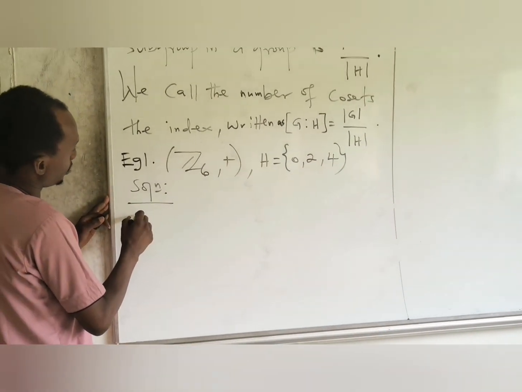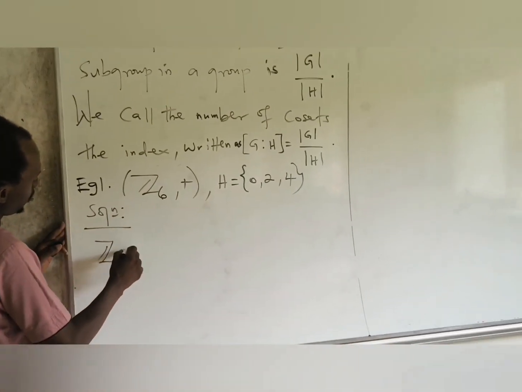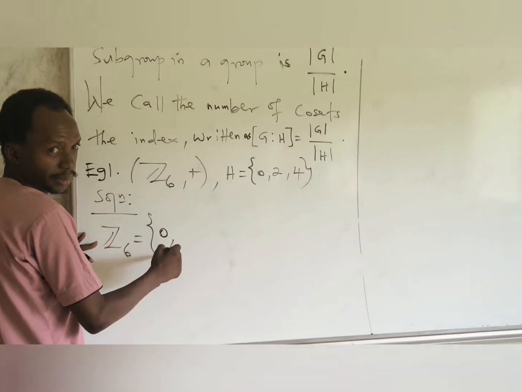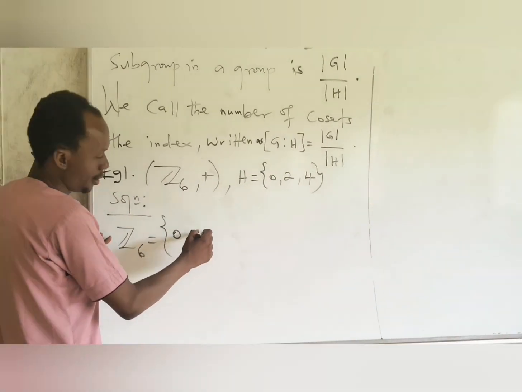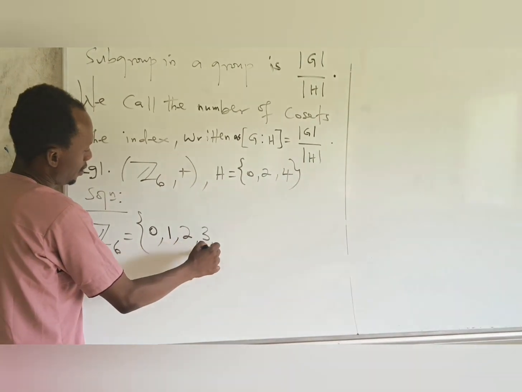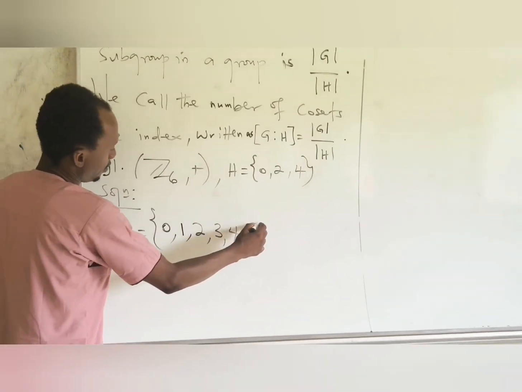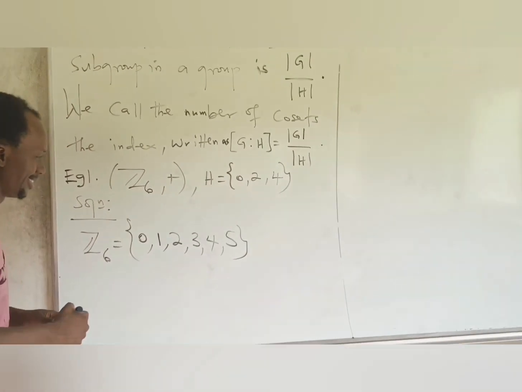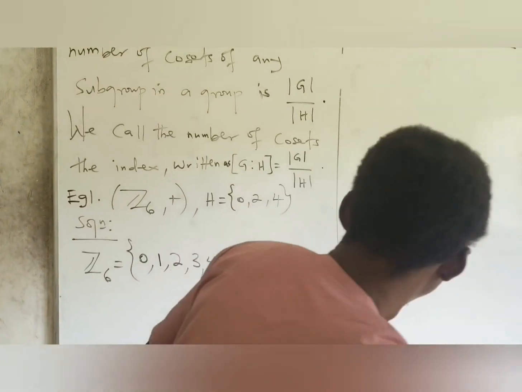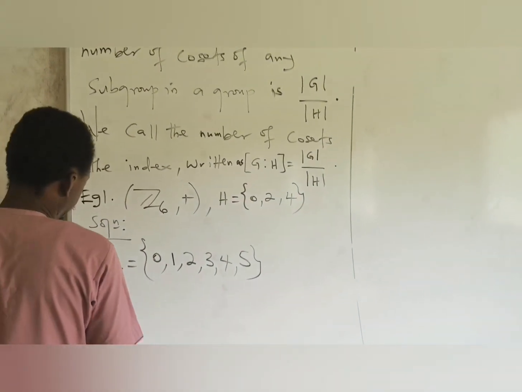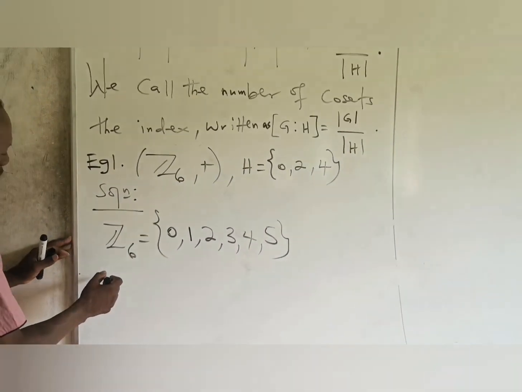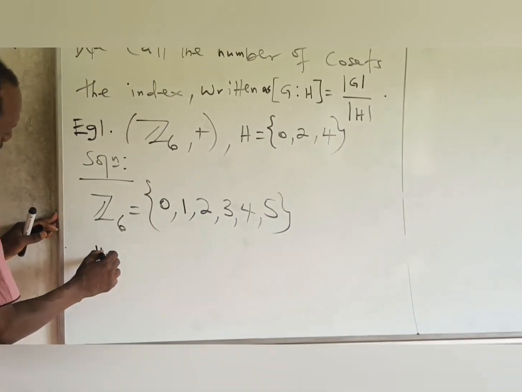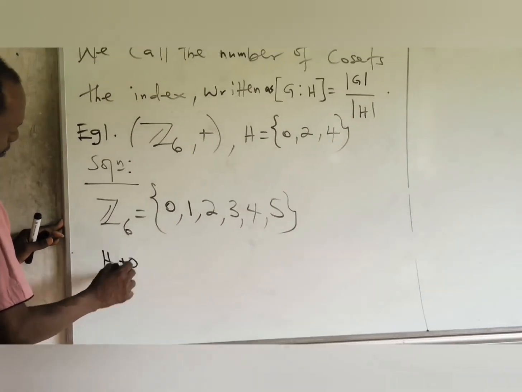So Z6, someone should give me the elements of Z6. What is the group? Z6, the group is 0, 1, 2, 3, 4, 5. So this is Z6. So let's start. Should you write left coset or right coset?